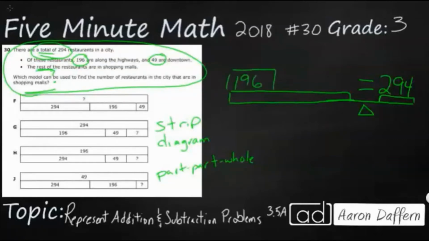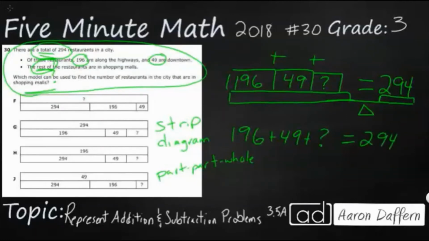I can put that kind of in a box here. We're going to put 49 in a box here. And then the rest. So the rest is going to be my unknown. So I'm just going to put a little question mark here. So if I wanted to balance these two out, it looks like we're going to have some addition signs here. So I can write this as a number sentence: 196 along the highway, plus 49 downtown, plus my question mark. Those are the ones on the shopping malls. All of that equals 294. So that's an equation to represent this problem.